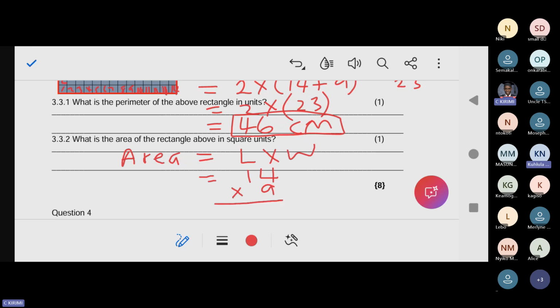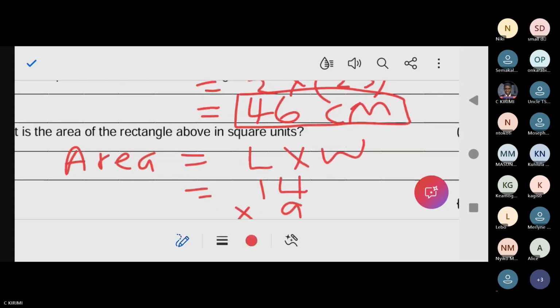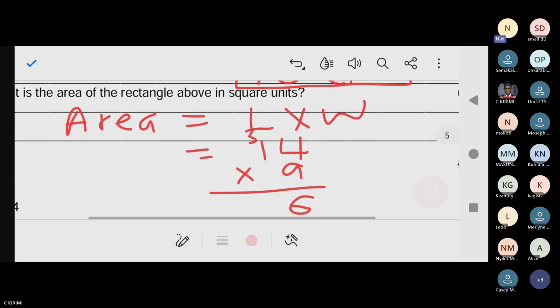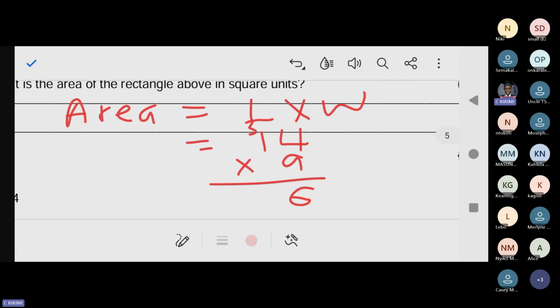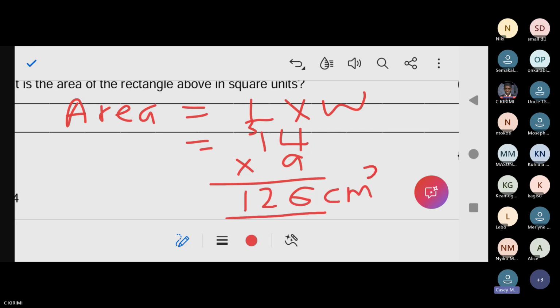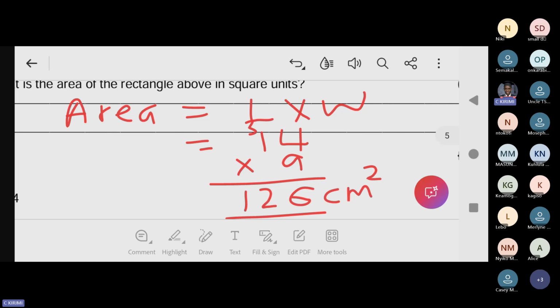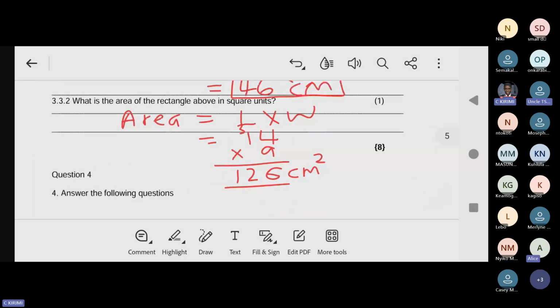The width, 9. 9 times 4 is 36. That's 6, then you carry 3. Then 9 times 1 is 9, plus 3 is 12. So the answer will be 126 square centimeters. Square centimeter units.